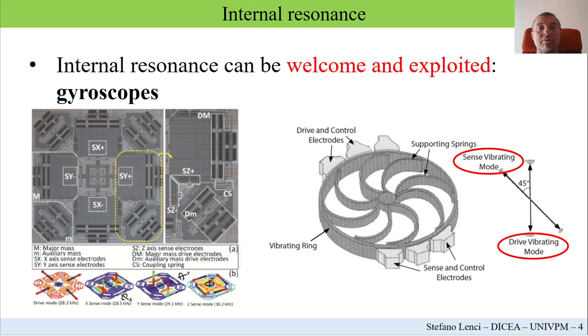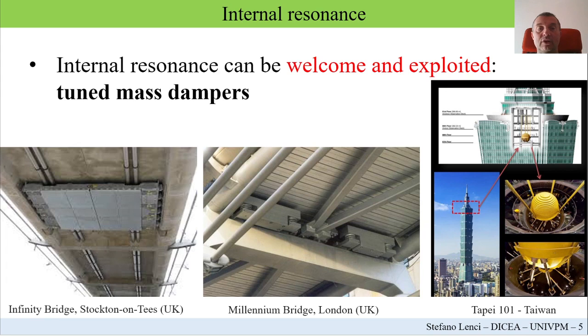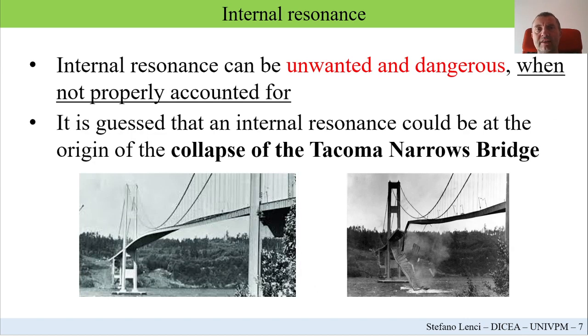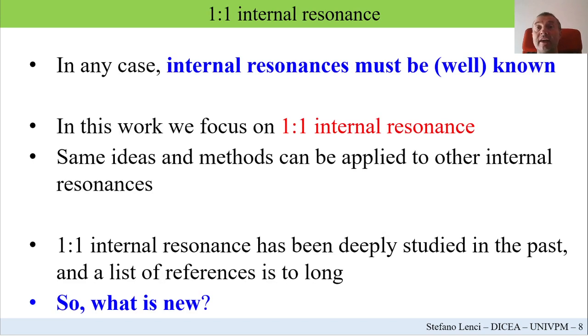Internal resonance can be welcome and exploited, for example in gyroscopes, in tuned mass dampers in bridges and buildings, and also for energy harvesting and many other applications. But internal resonance can also be unwanted and dangerous when not properly accounted for. For example, it is guessed that internal resonance is at the base of the collapse of the Tacoma Narrows Bridge. Just a hypothesis, but quite realistic. In any case, internal resonance must be well known.